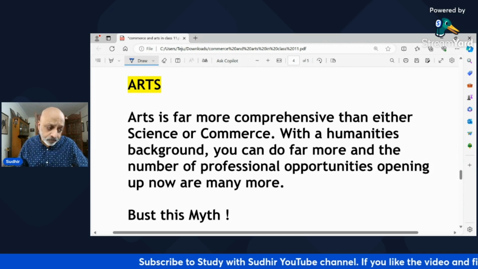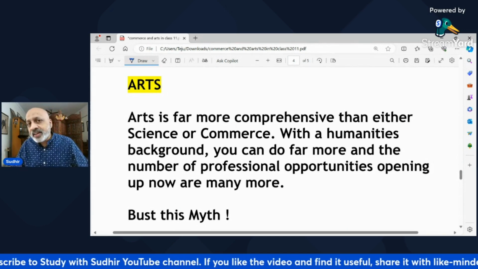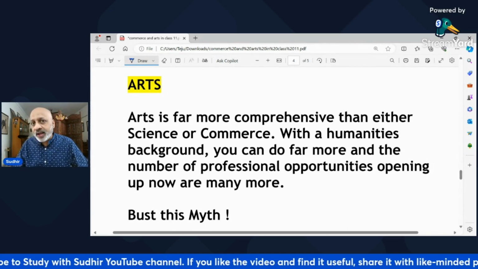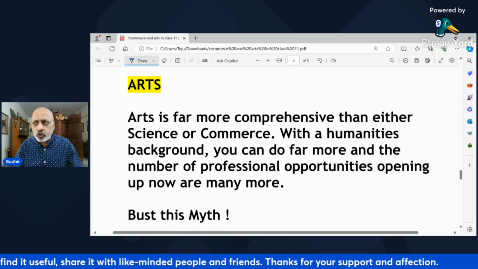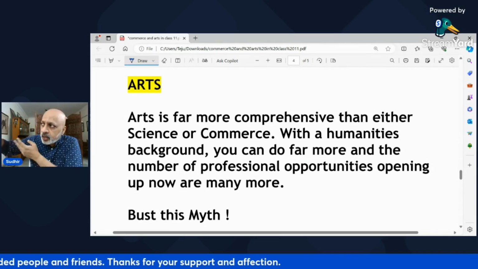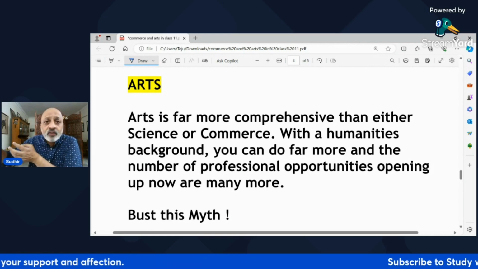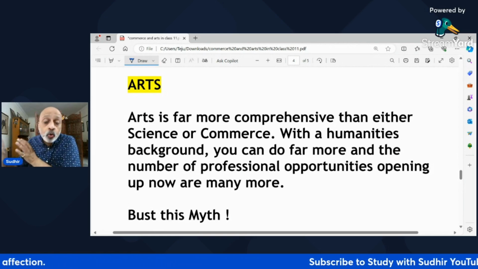Okay, so arts is much more comprehensive because with a humanities background you can actually go into different streams. It actually offers you a large number of professional opportunities. And it is not that nowadays engineers don't get jobs, or that you will do engineering, medicine, law, chartered accountancy, and there is nothing else besides these four. Not at all.